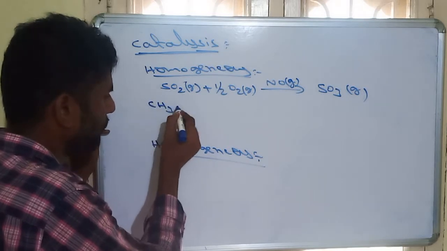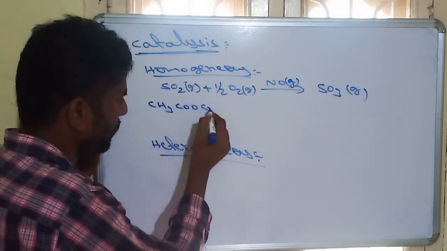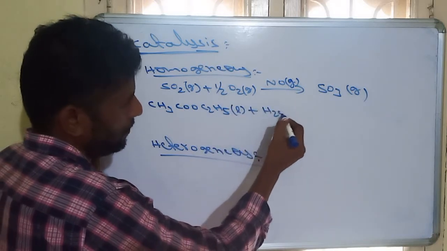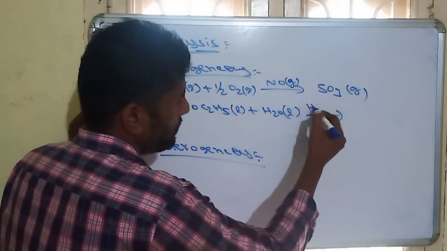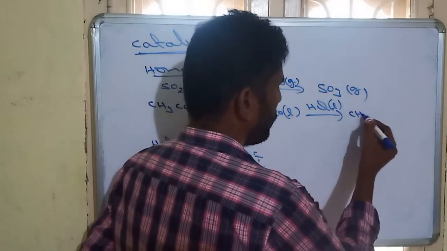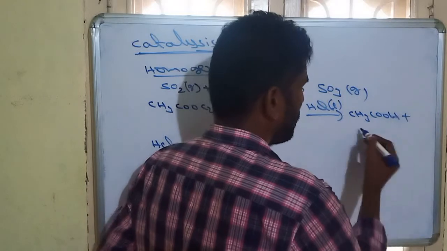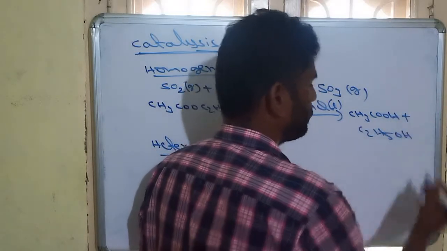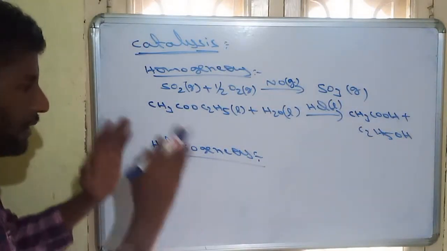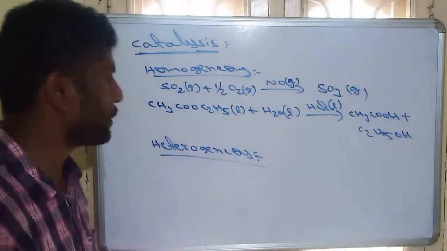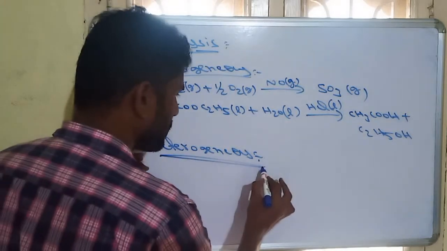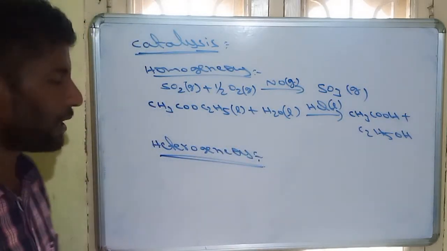Similarly, hydrolysis of ester CH3COOC2H5. In this we are using acid, it undergoes hydrolysis and produces acid and alcohol. So here the reactants and catalyst are also in the same phase. So whenever reactants and catalyst are present in the same phase, that is called homogeneous catalysis. In heterogeneous, reactants and catalysts are in different phases.